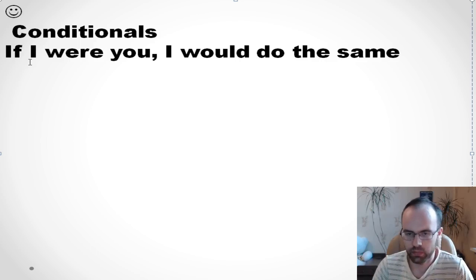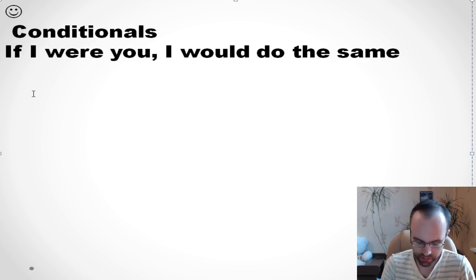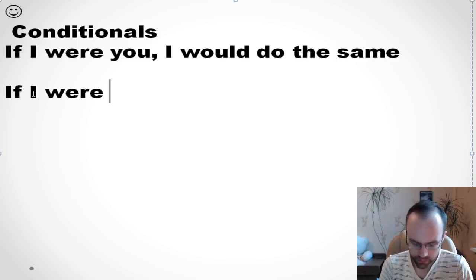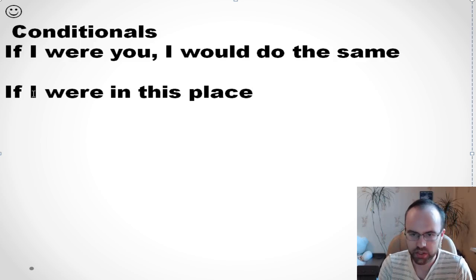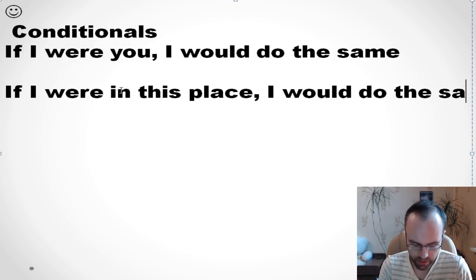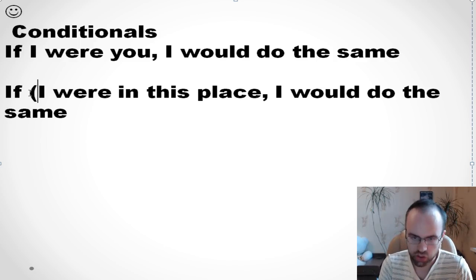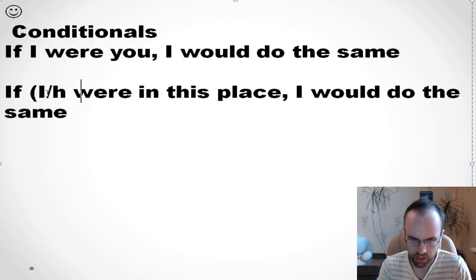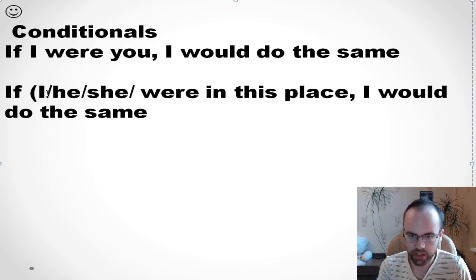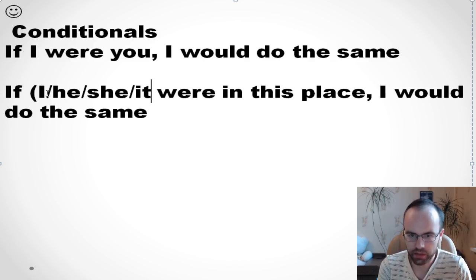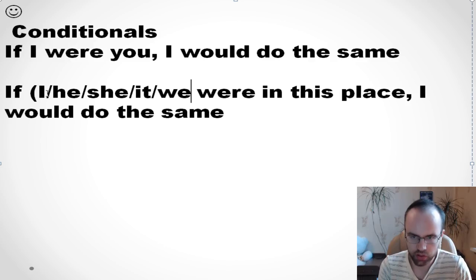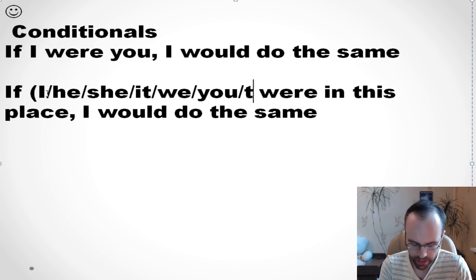Students often ask me, why do we need to use were? It's an exception. We normally use were, it doesn't matter if it's he, she, they. For example, if I were in this place, I would do the same, right? If he were in this place, it's okay. If she were in this place, or if it were in this place, it's okay. And of course it's also okay with we, you, they.